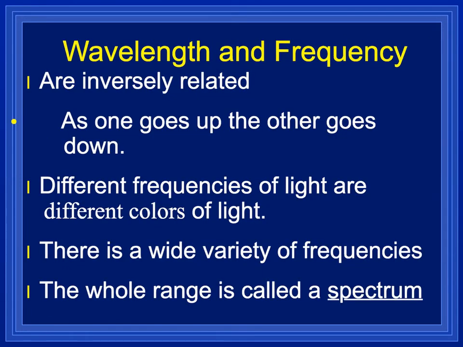So here we have a few factoids with wavelength and frequency. First, these two things are inversely proportional. As one goes up, the other one's going to go down, as we saw in the picture. Different frequencies of light give different colors of light. So I mentioned that violet has about 400 nanometer wavelength, while red has 750 nanometer wavelength. There's a wide variety of frequencies, and this whole thing is called a spectrum, or the electromagnetic spectrum.